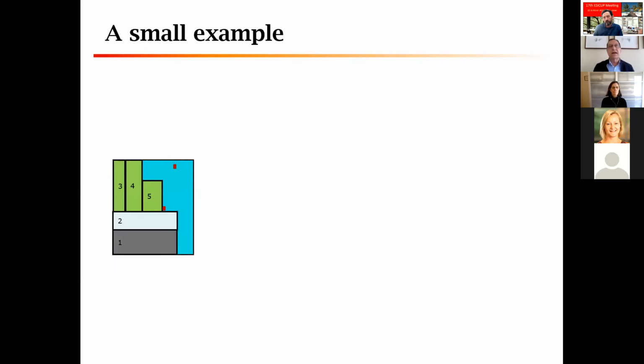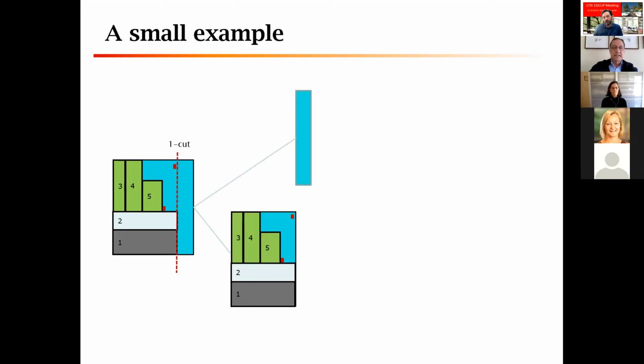And a small example of how it works. How can we obtain this cutting pattern in which the pieces with the same color belong to the same stack and the small red rectangles correspond to the defects? So the first cut produces a waste area and a rectangle, vertical cut.